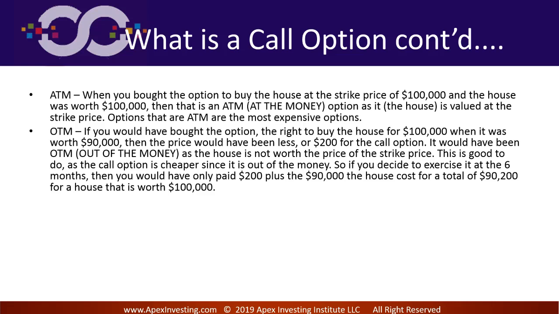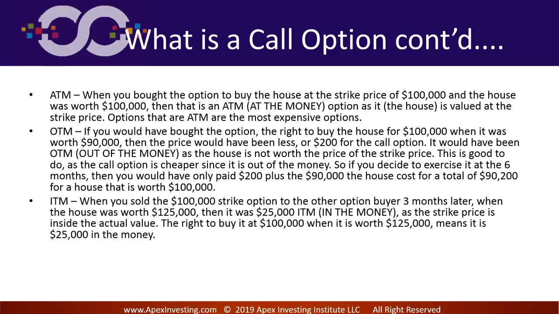If you decide to exercise it at the 6 months, then you'd only have paid $200 plus the $90,000 the house cost, for a total of $90,200 for a house that's worth maybe $100,000 if it went up. Okay, so you can save money by using out of the money options. Of course, if it doesn't go up, then you just threw away $200. But it is a way to save on the time value by choosing a price higher than what it's worth.